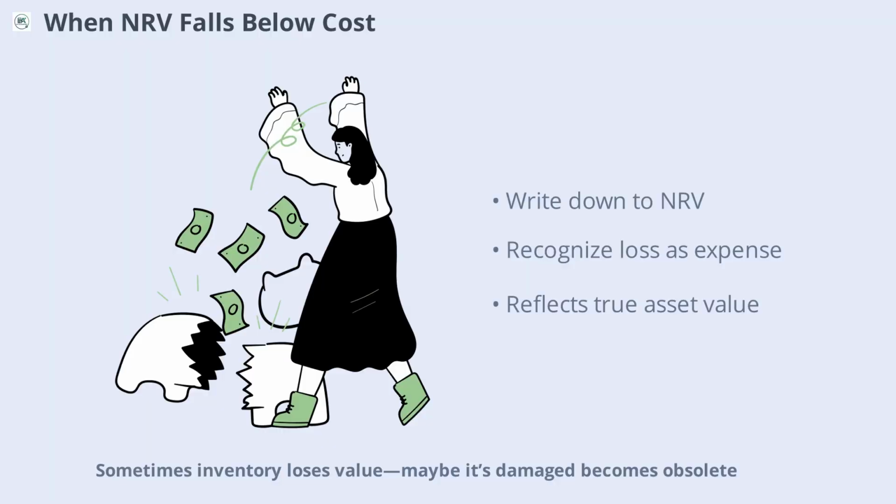Sometimes, inventory loses value, maybe it's damaged, becomes obsolete, or market prices drop. When NRV falls below cost, IAS 2 requires that inventory be written down to NRV. The difference is recognized as an expense in the income statement. This approach ensures that losses are reported promptly and that inventory isn't carried at more than its recoverable amount.